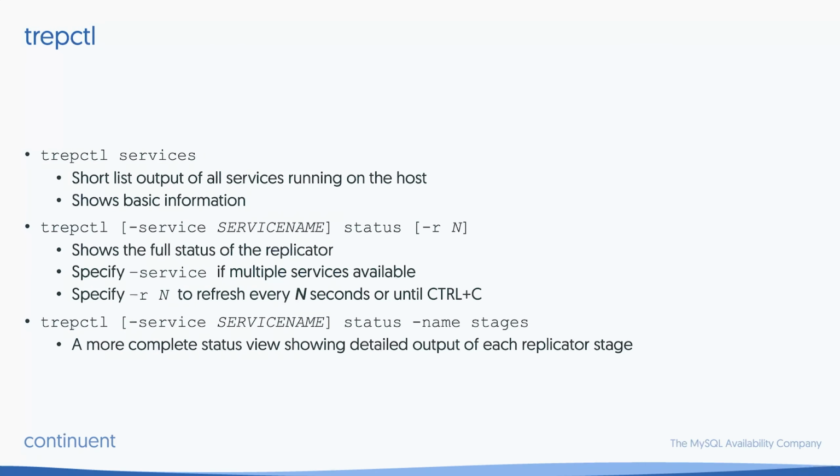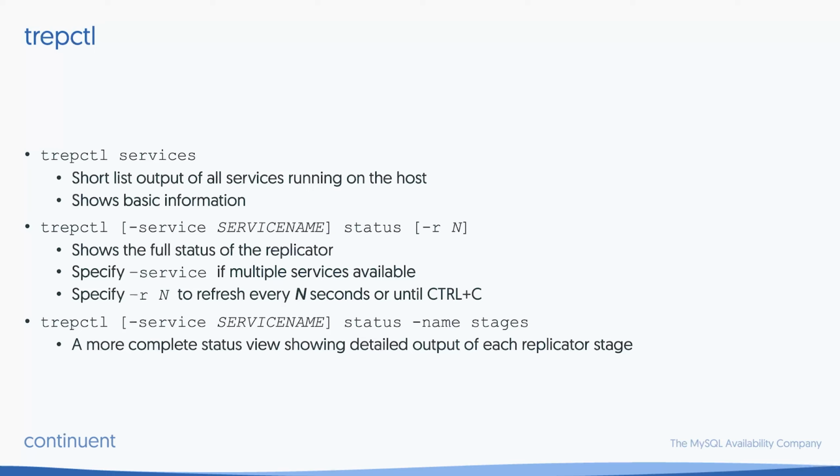So trepctl services will just give you a short summary of the services running on the host. For a single standalone cluster, there'll be one entry. If you are running more advanced clusters, then you may have multiple entries depending upon how many clusters are in your composite setup and how they're connected.